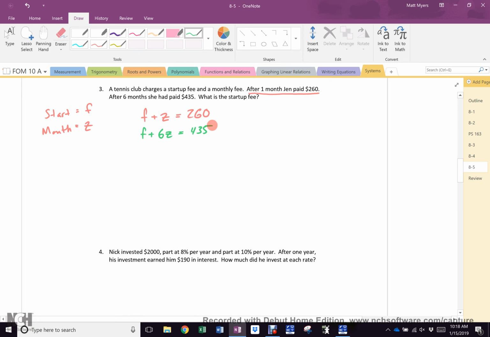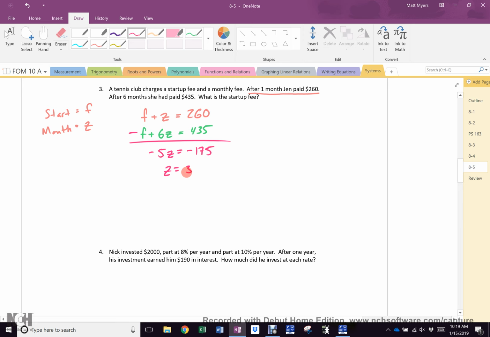Elimination. Should I add or subtract? Subtract, because F minus F gives me nothing. So what is Z minus 6Z? Negative 5Z. What is 260 minus 435? Negative 175. If you can't do it in your head, get out your calculator. Negative 175. So what is Z? Five times 35? 35.